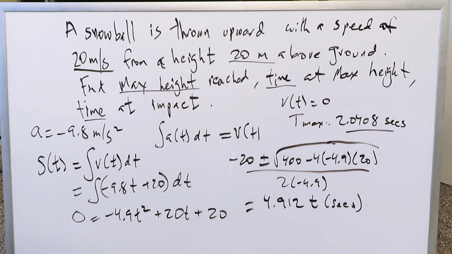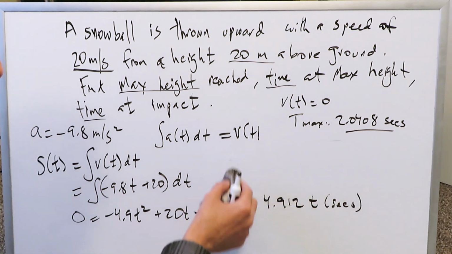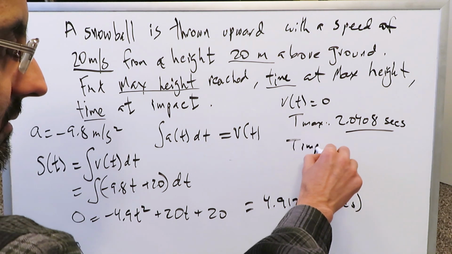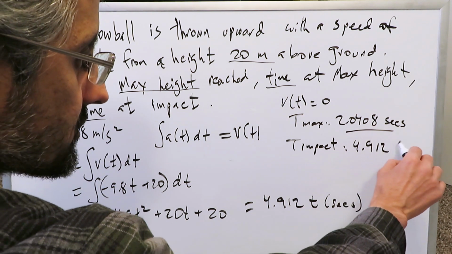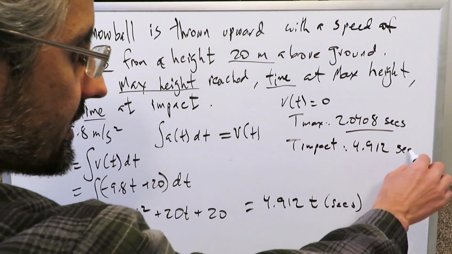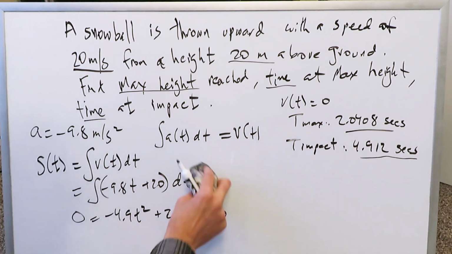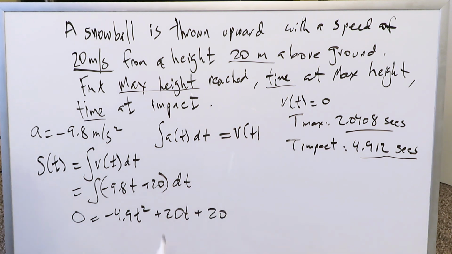So I need to save this value. I can erase this, you've seen the procedure. The time maximum was 2.0408 seconds, and the time at impact of the snowball to the ground is 4.912 seconds. Now what I need to do is basically answer the last question. Think back to the parabola I was showing you. At the peak, the vertex of that downward facing parabola, we have the time at maximum and we have the maximum height represented by the y value.